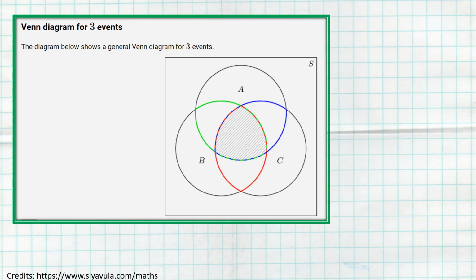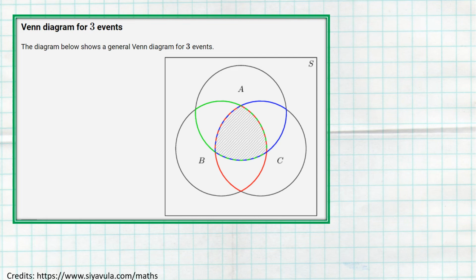Okay, let's now look at the Venn diagram for 3 events. All along we've been focusing on a Venn diagram for 2 events, where you were only given 2 events. But as you know also from your grade 11, you have this Venn diagram that has what?